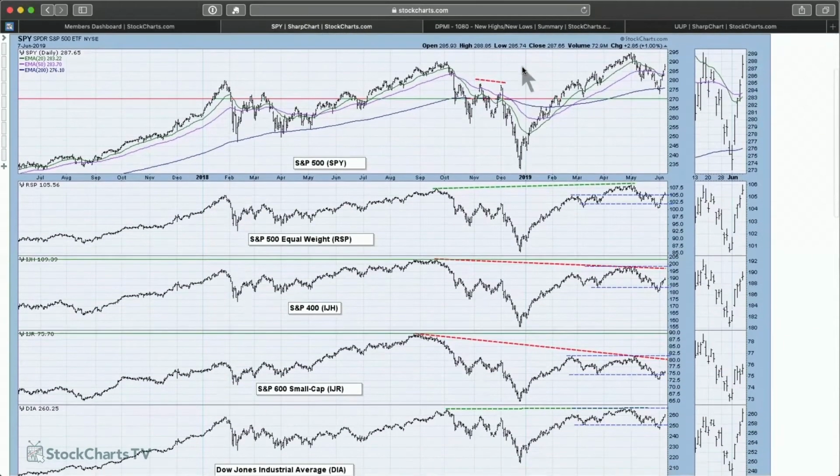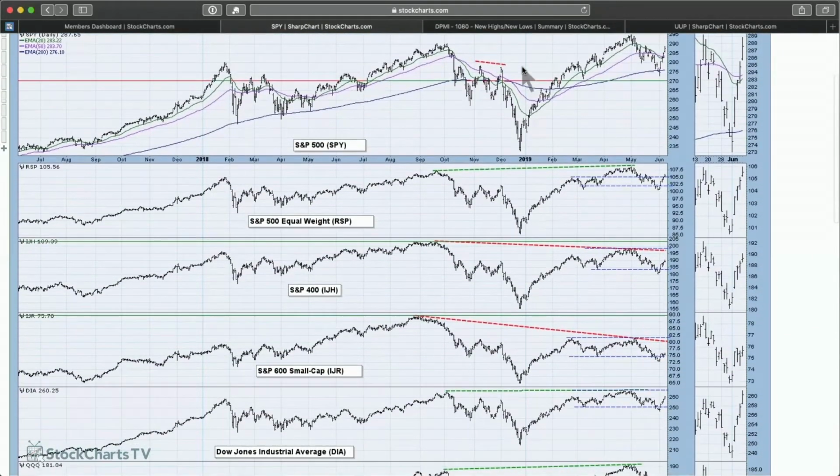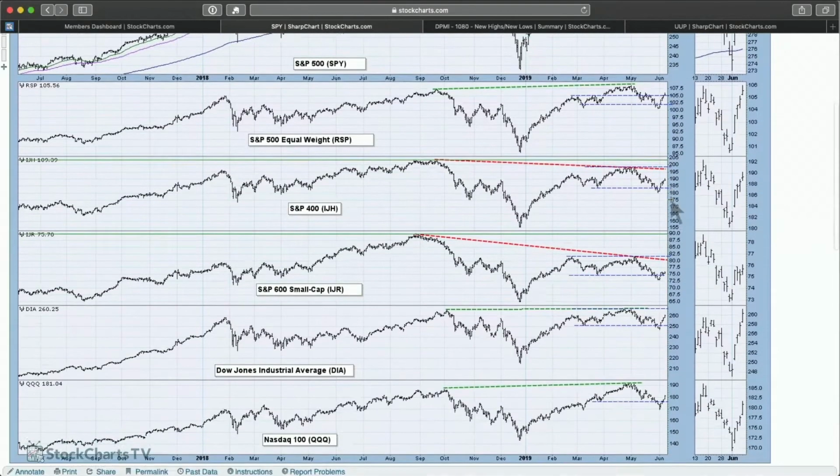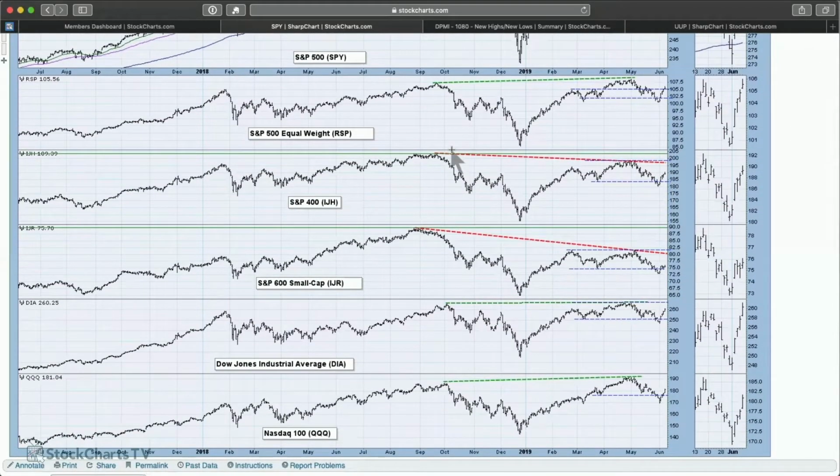All right. The one thing I pointed out last week, and that I'll continue to point out this week, is we made higher highs back at the end of April and May on the S&P 500 and on the equal weight RSP for the S&P 500. But note the S&P 400, 600, and those two have not managed to get up and challenge those all-time highs that we saw.